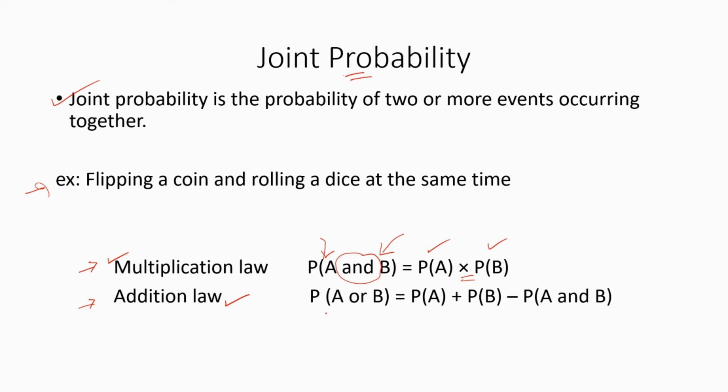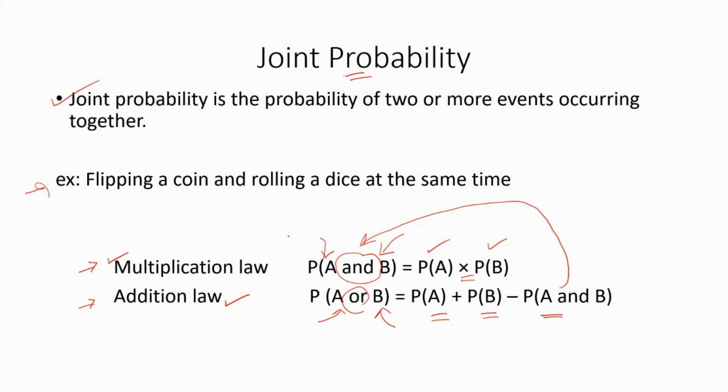Under the addition law, we are considering event A or event B happening at the same time. We can determine this probability by adding the individual probabilities together and deducting the multiplication of the probabilities, which is this. Remember, there can be more than two events happening at the same time. For simplification, we are only considering two events at a time.